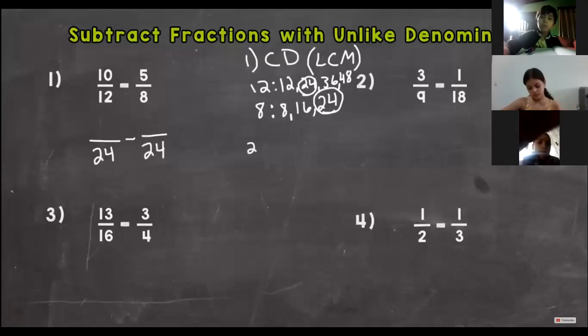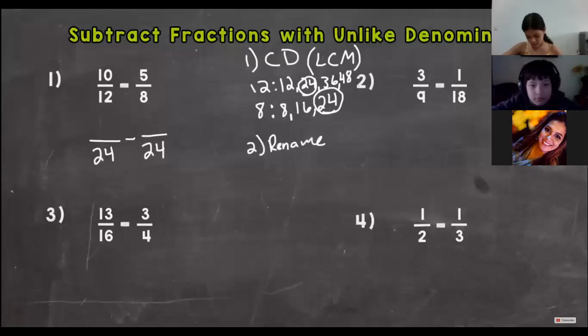All right, step 2, we need to rename with equivalent fractions so we're able to subtract. So how do we get this 12 to equal the 24? 12 times 2 is 24, so we need to do that to the top. 10 times 2 is 20. All right, let's do the 5/8. 8 times 3 is 24, so we need to do that to the top. 5 times 3 is 15.